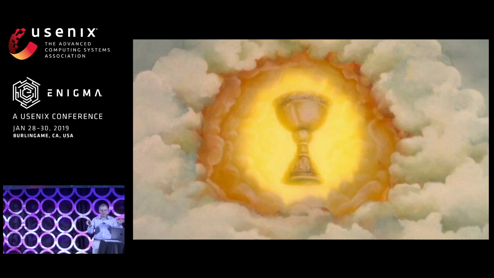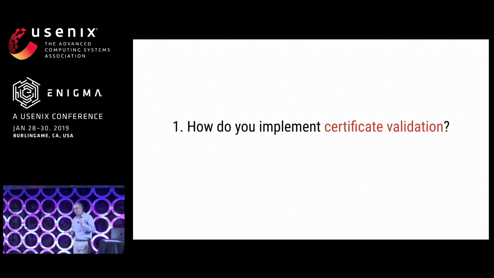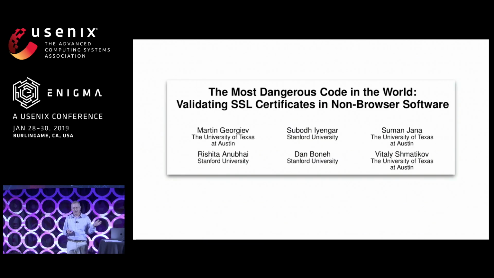Okay, so maybe you're thinking, wow, this is fantastic. We have found the Holy Grail. But remember, there is an old man who insists that we first must answer 2 questions before we can get over the bridge of death. Okay? So we have first one important question. How do you implement certificate validation in this architecture? You might remember this paper where I scared you and said, this is the most dangerous code in the world. How are we going to solve this problem?